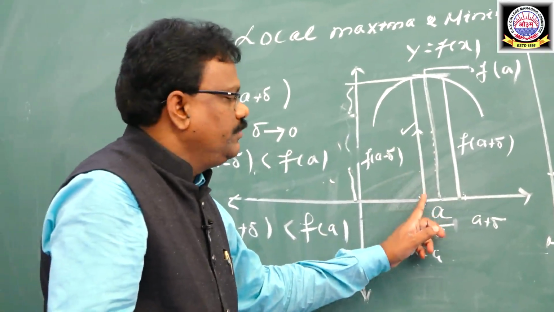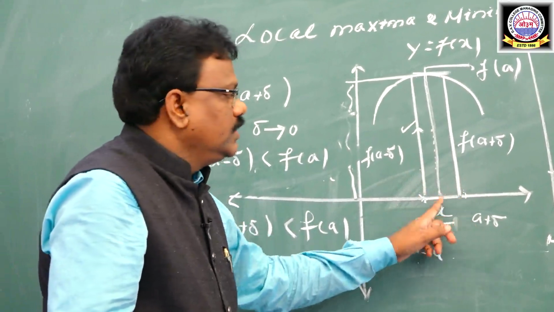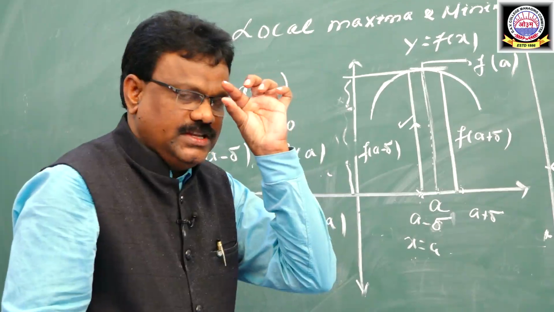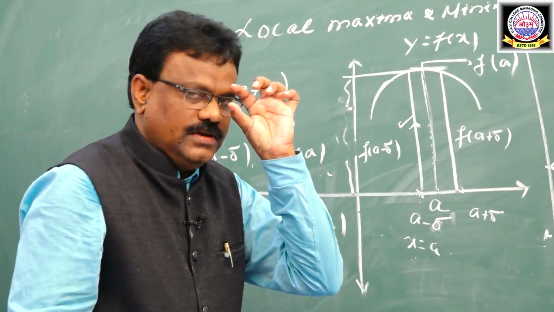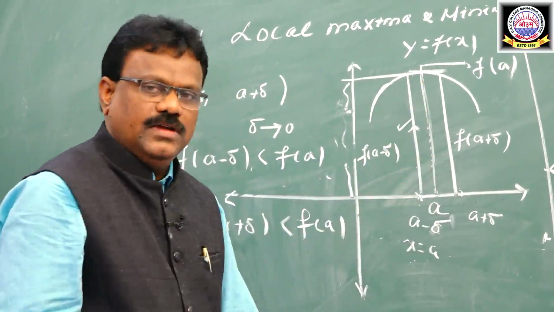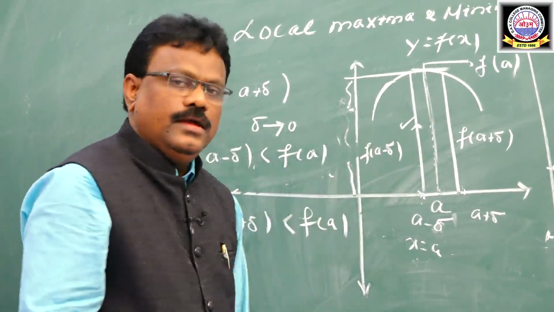So in comparison from this point to this point, here is the maximum value, and this point to this point is taken as a very small interval, that is the local interval. With respect to the local interval, the value here is maxima. So this is called the local maxima.